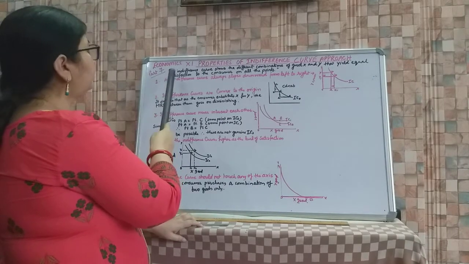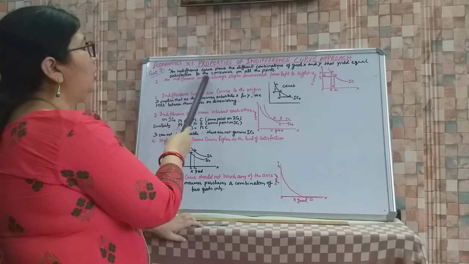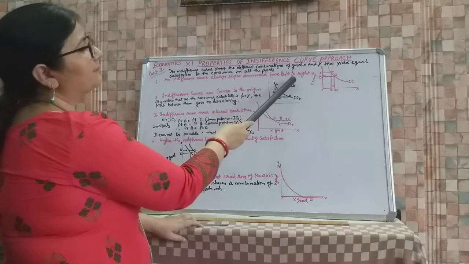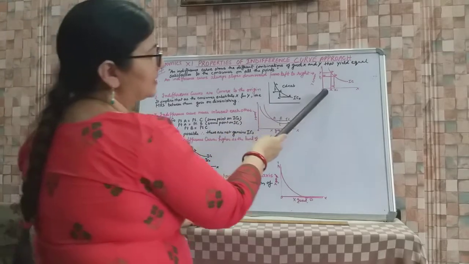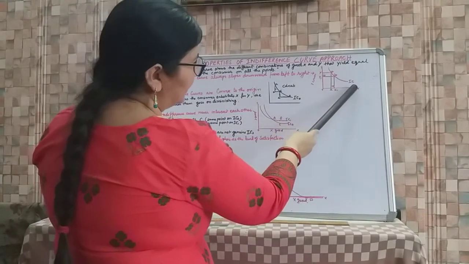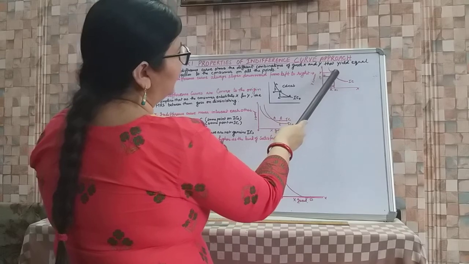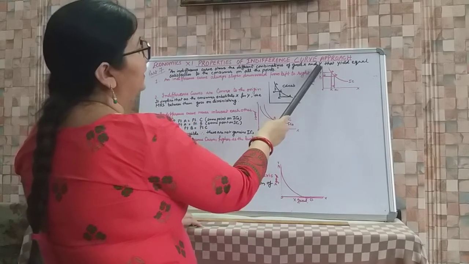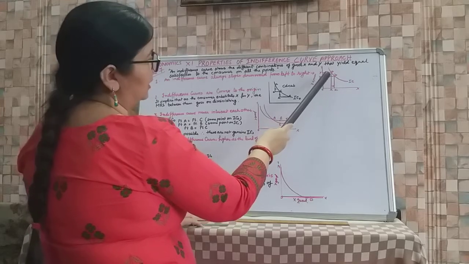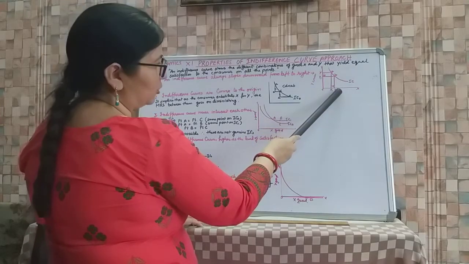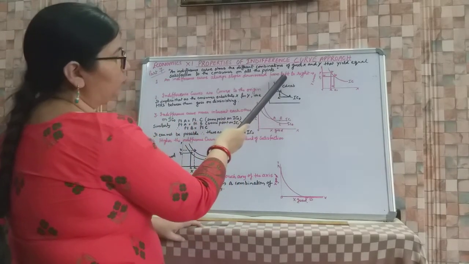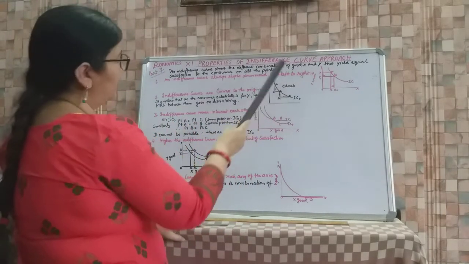Number one, an indifference curve always slopes downward from left to right. Now see this diagram, the IC curve is there, and you can see that y and x are changing, and when the combination changes it becomes y1 x1, which means the curve slopes downwards from left to right.